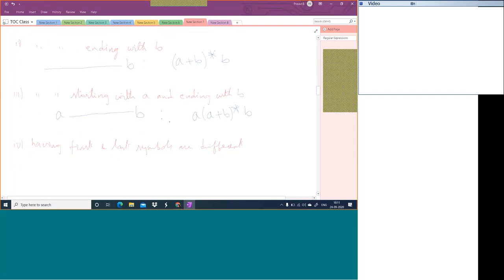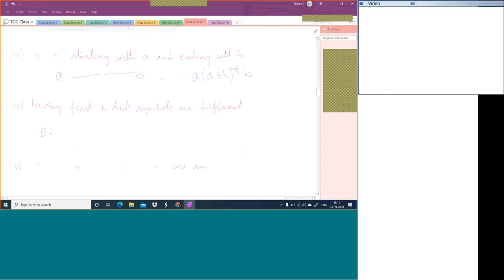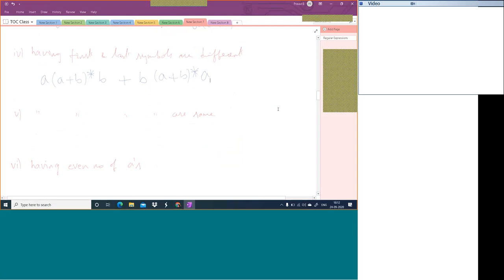Next. Having first and last symbols different. Means if it is starting with A, then any combination of A and B, then it should end with B. Or if it is starting with B, then any combination of A and B, then it should end with A. Do you understand? Guys, first and last symbols are different. Okay. Now, tell me the answer for the fifth question.